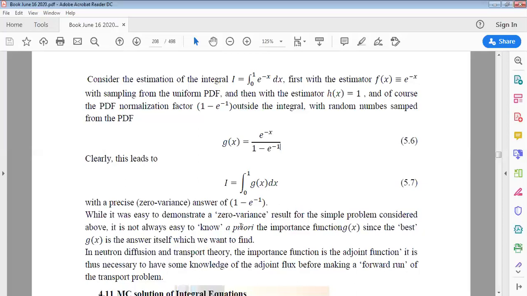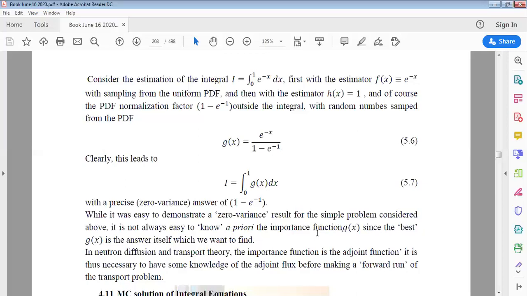So one case where you can give a 0 variance solution is where you know the answer a priori, which is not always possible. So what I would say to you is that if you do not know the answer, then you can use an importance function which looks like the function f of x.